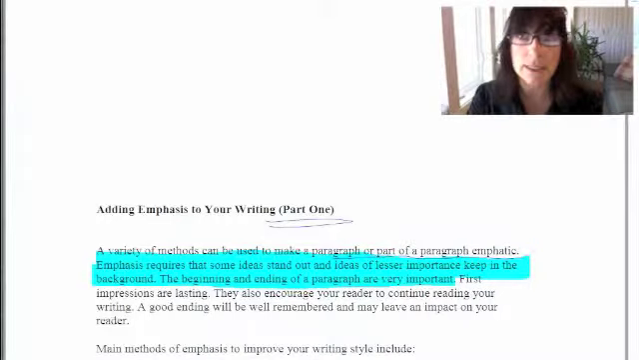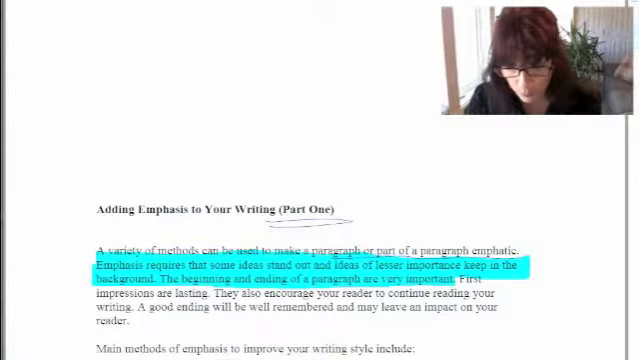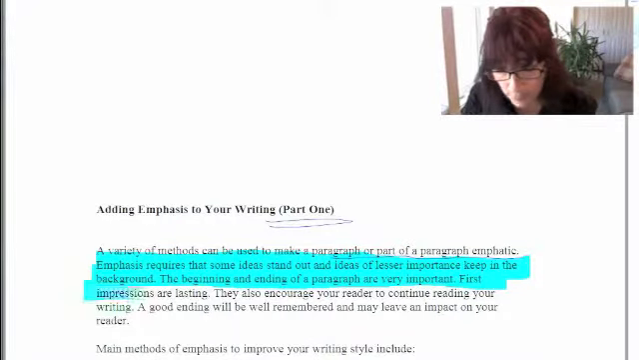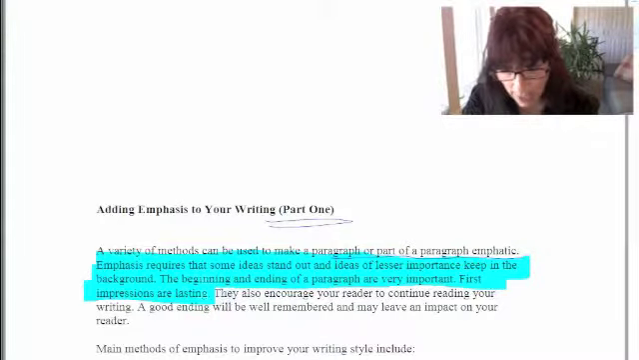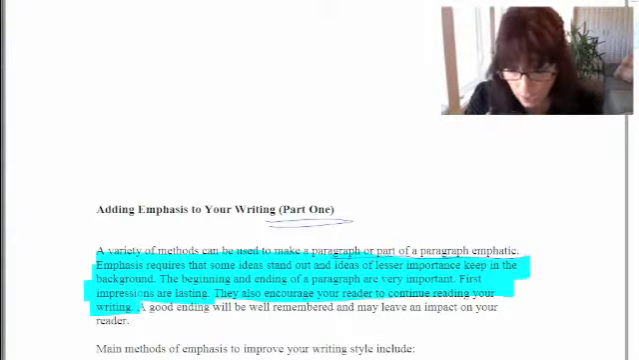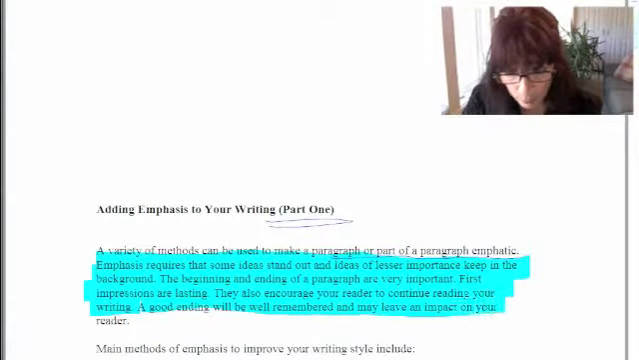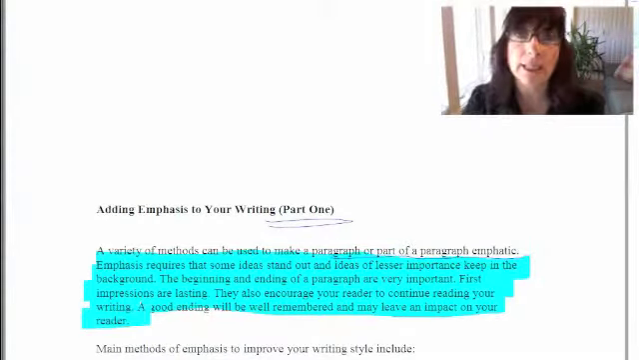The opening sentence is crucial because you're introducing your topic and you want the reader to keep on reading and complete the reading of your writing. And your concluding sentence, you want it to leave a lasting impression on your reader. So keep in mind that first impressions are lasting, and they also encourage your reader to continue reading your writing. As well, a good ending will be well remembered and may leave an impact, and you hope it will leave an impact on the reader.